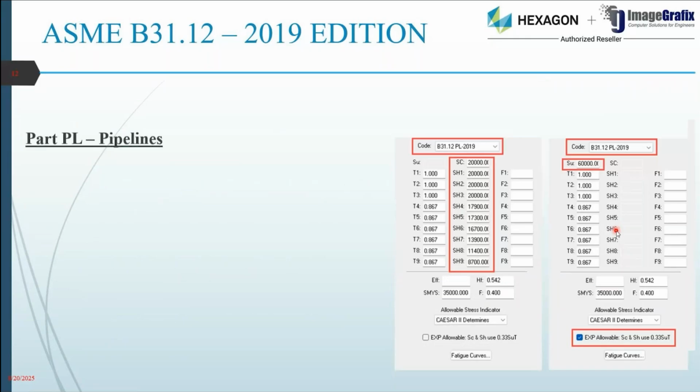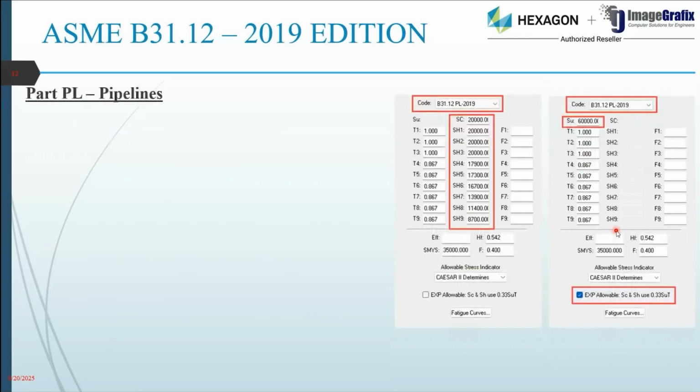Then we have pipelines. When I speak about pipelines, there is a new terminology change. If you look, you have SU, T1, T2, T3, and SC, SH1, SH2, and F1. This is new and comes into the picture whenever I have these pipelines selected. PL often refers to the B31.8 gas transmission and distribution piping systems code.